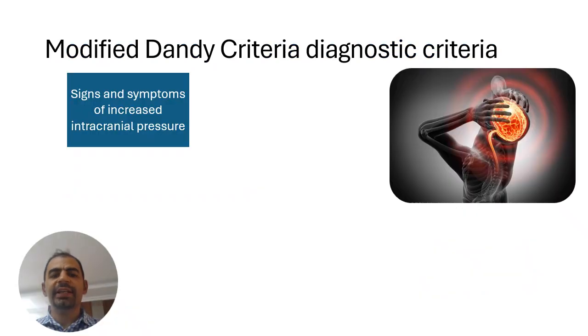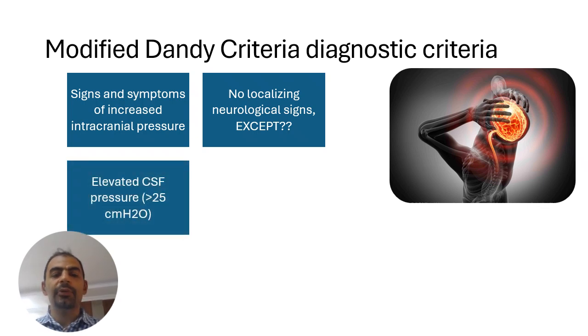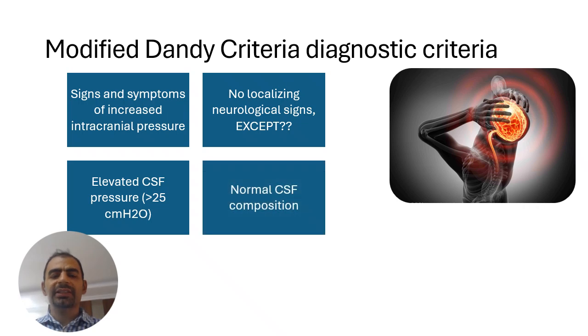The modified Dandy criteria give a more solid diagnosis of idiopathic intracranial hypertension. These criteria include signs and symptoms of increased intracranial pressure with no localizing neurological signs, except one thing that we will know later in the presentation. There is elevated CSF pressure. The opening pressure should be more than 25 centimeters of water, and there is normal CSF composition.